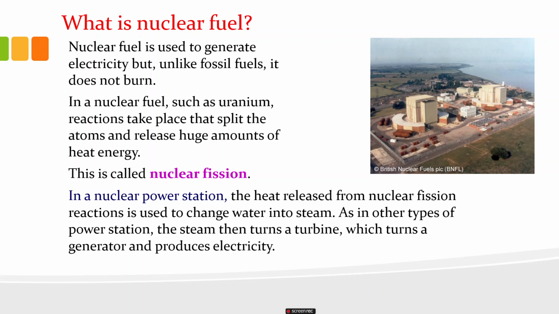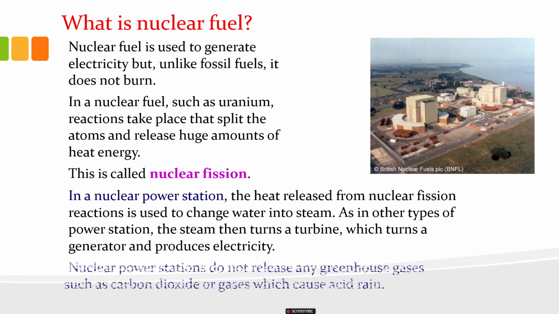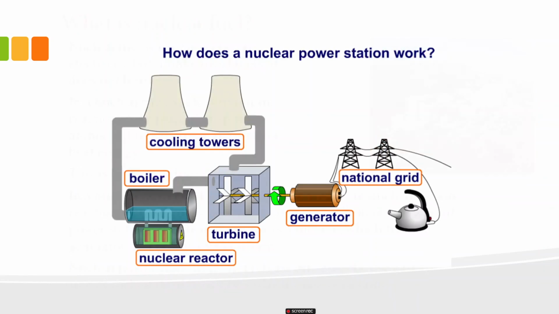In a nuclear power station, the heat released from the nuclear reaction is used to change water into steam. As in the other types of power stations, the steam then turns a turbine, which turns a generator and produces the electricity. The nuclear power stations will not release greenhouse gases such as carbon dioxide or nitric oxide gases, which cause acid rain.